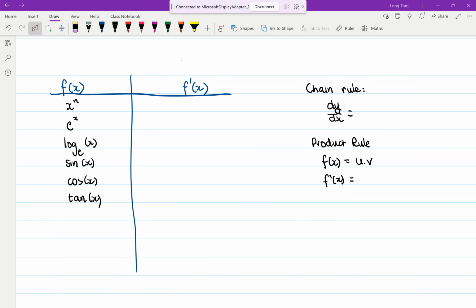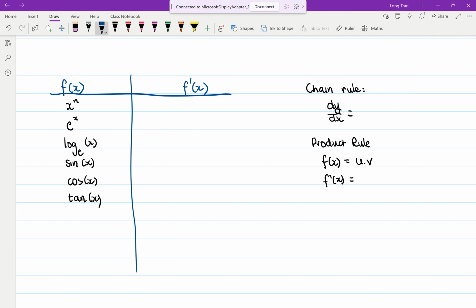Let's do a bit of recap. So you've got your 6 rules that you need to remember. You've got your chain rule and product rule. Let's recap here. What is the derivative if you have a polynomial function, x to the power of n? What is the derivative rule for that?